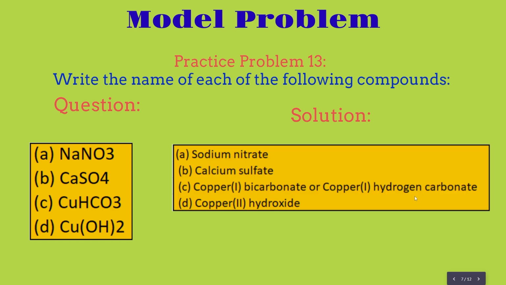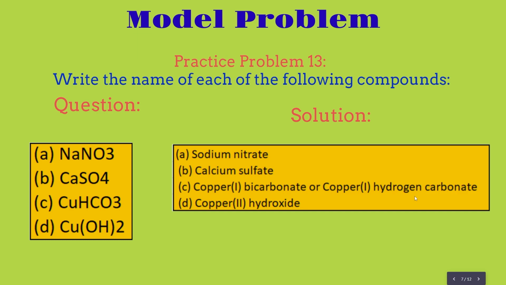Na is sodium, and for NO3, we know that as nitrate. So all we have to do is combine them together and we get sodium nitrate. For the next one, we have Ca, which is calcium, and SO4 is sulfate. If we combine those 2 together, it'll be calcium sulfate. For the next one, we have Cu, which is copper, and hydrogen, which is H, and CO3, which is carbonate. So you can either say this as copper 1 hydrogen carbonate, or you can also say it as copper 1 bicarbonate. Either one works.